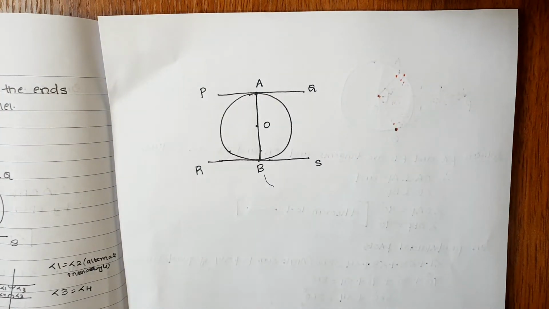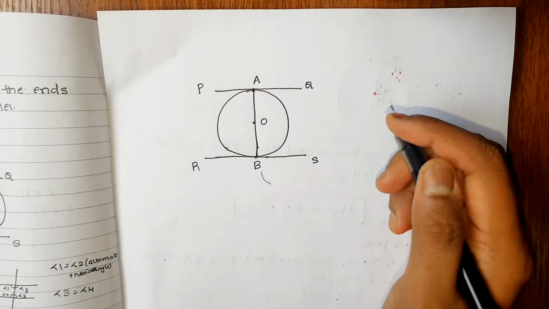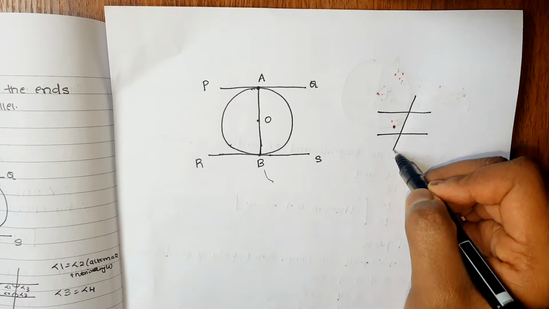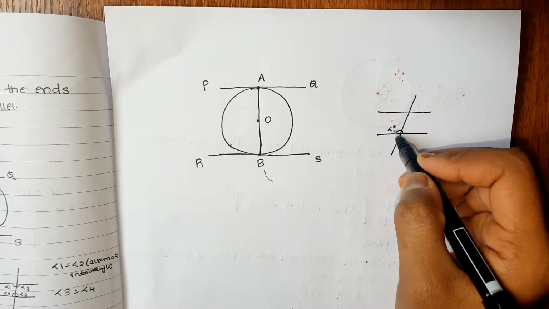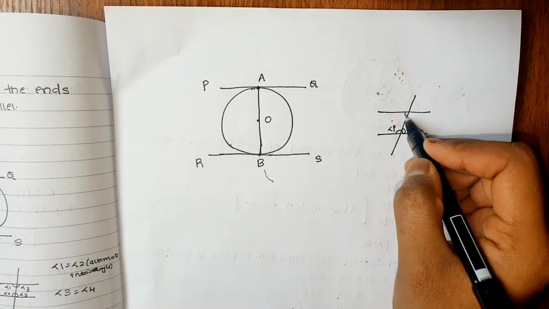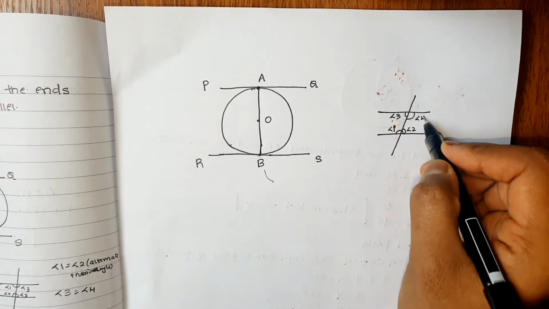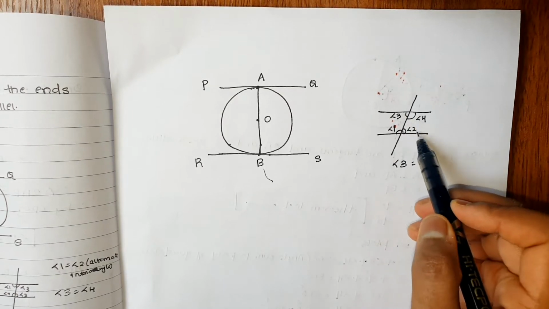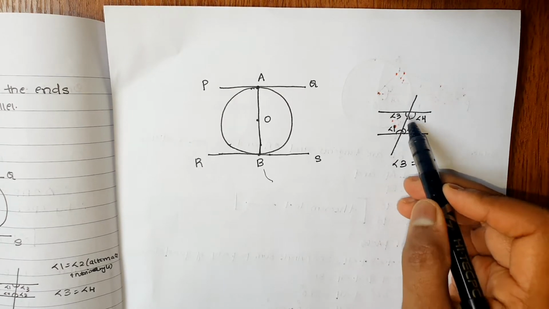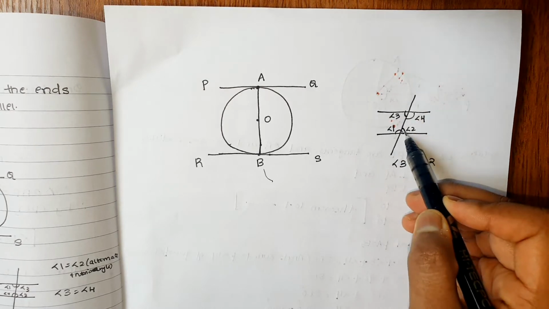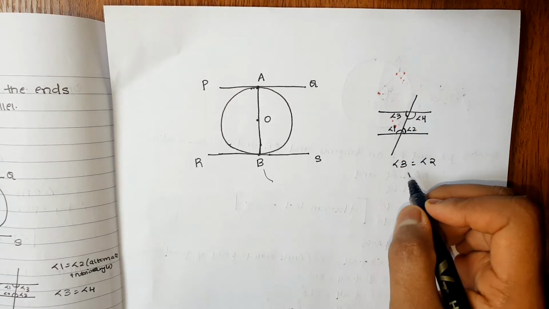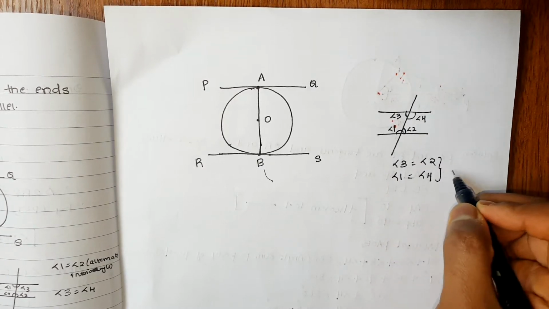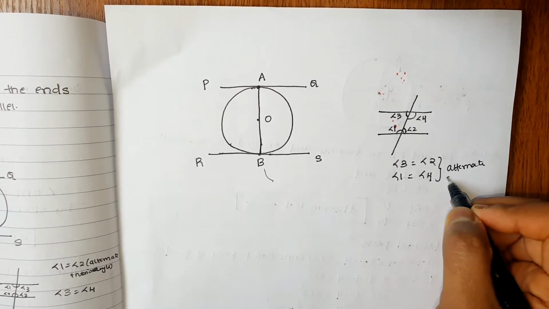So how can we prove this? For example, these are two parallel lines and this is a transversal, and let this be angle 1, this be angle 2, this be angle 3 and this be angle 4. Here angle 3 is equal to angle 2. Why? They are alternate interior angles. So angle 3 is equal to angle 2. In the same way, angle 1 is also equal to angle 4. Both are alternate interior angles.